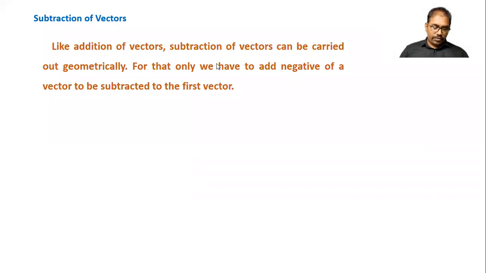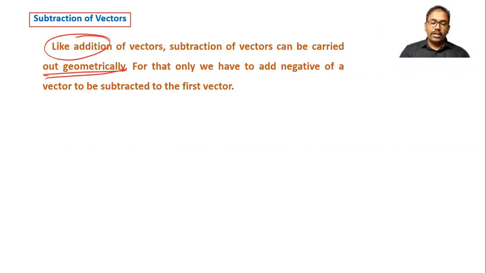Now we start subtraction of vectors. We finished addition, now we have to start subtraction. So note here, like addition of vectors, subtraction of vectors can be carried out geometrically. For that, we only have to add the negative of the vector to be subtracted to the first vector. So in subtraction, we follow all the rules of addition. The only thing is, we have to add the negative vector.